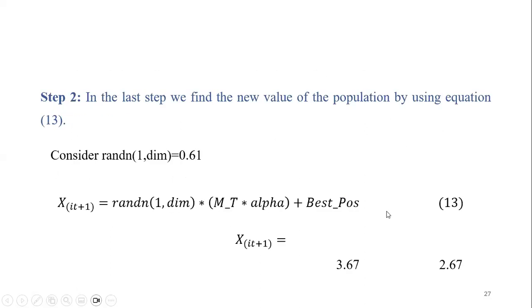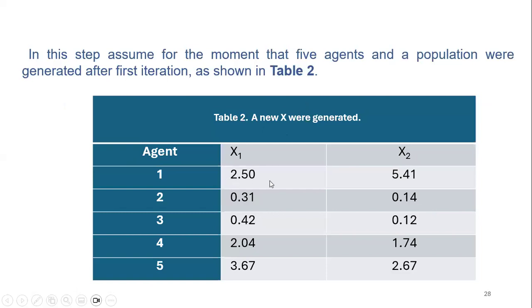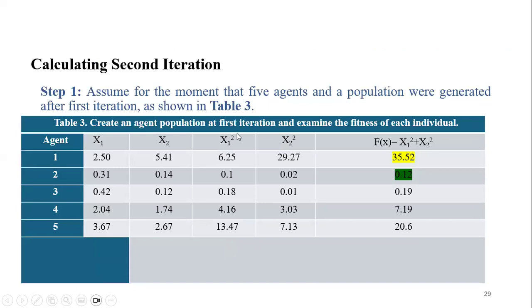Having found alpha, we use it in equation 13 to find the position of agent 5. Okay, and these are the best positions that we have in this iteration. Random n, and then you have agent 5's new position, which is 3.67 and 2.67. Now, this is the table that we have, and it's updated now. Then we go to the next iteration, the second iteration.